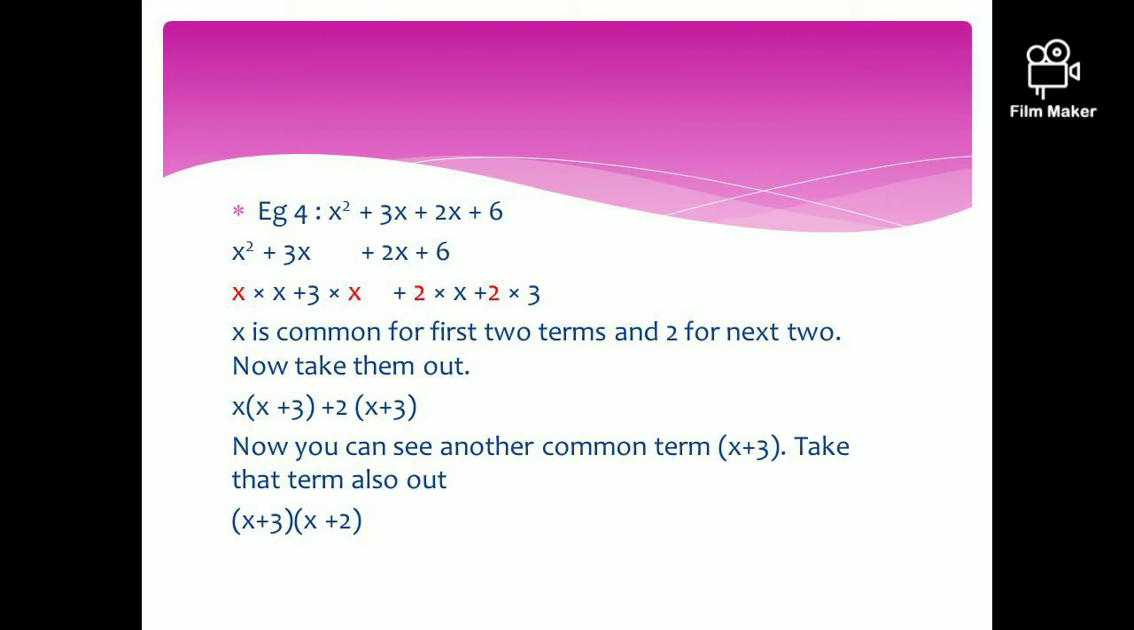This is the first step of factorizing a quadratic expression. If you isolate the terms x squared plus 3x and 2x plus 6 and see whether common terms are available, from the first 2 terms you can see x is common. From the second 2 terms, 2 is common. If you take x out from the first 2 terms, it turns into x times of x plus 3, and if you take 2 out from the second 2 terms, it turns into 2 times of x plus 3. Now you can understand that x plus 3 becomes common. If you take x plus 3 out, it turns into x plus 3 times of x plus 2.